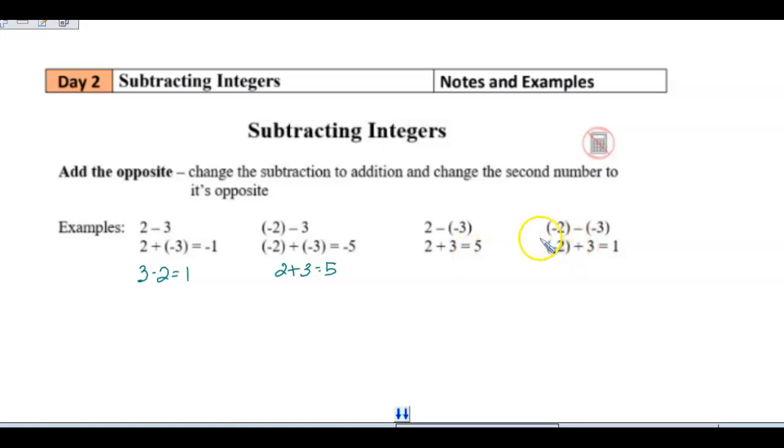On this one, we have negative 2 minus negative 3. We're going to change to add the opposite. Negative 2 stays the same. Subtraction becomes addition, and negative 3 becomes positive 3. When I look at this, I have a negative 2 and a positive 3, so they're different signs. So I'm going to take 3 minus 2, and that's going to give me 1. I have 2 negatives and 3 positives. Because there's 3 positives and that's the most, it's a positive 1 answer.